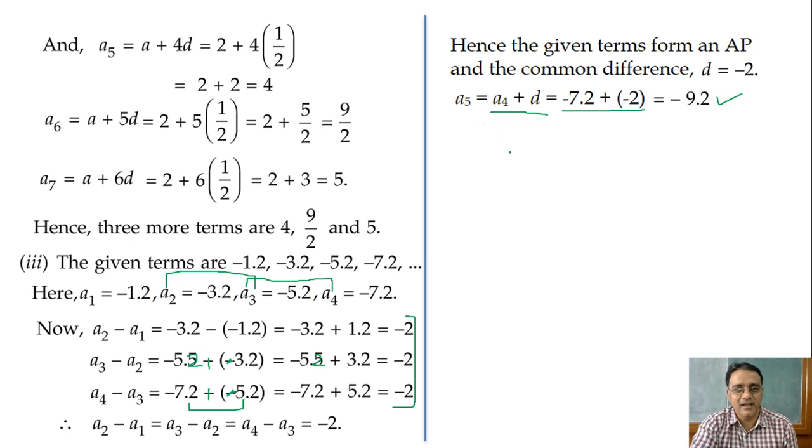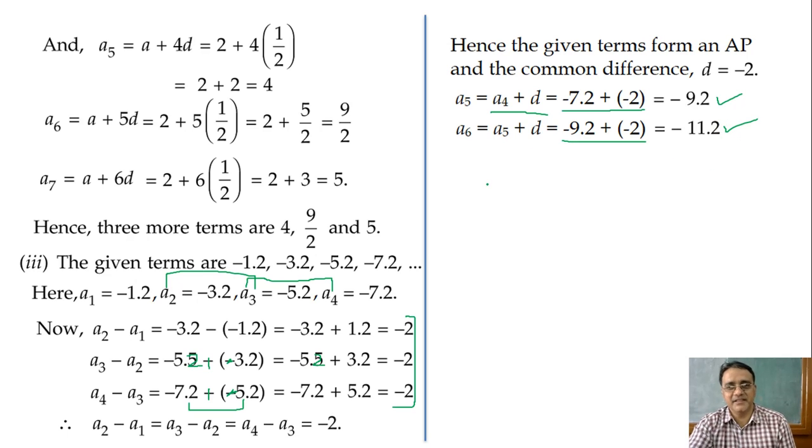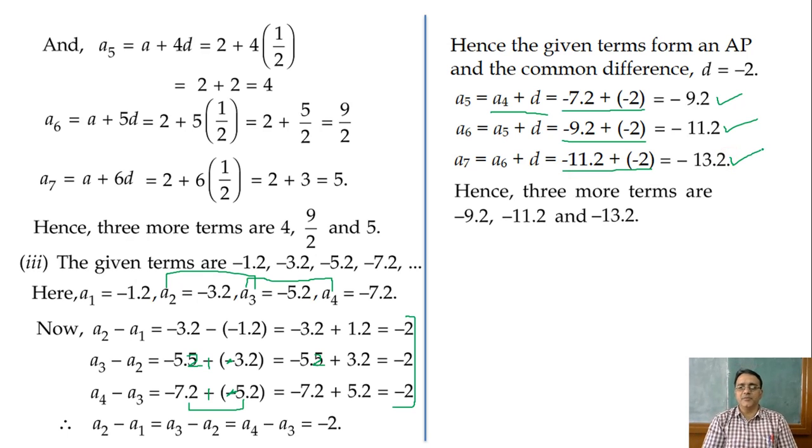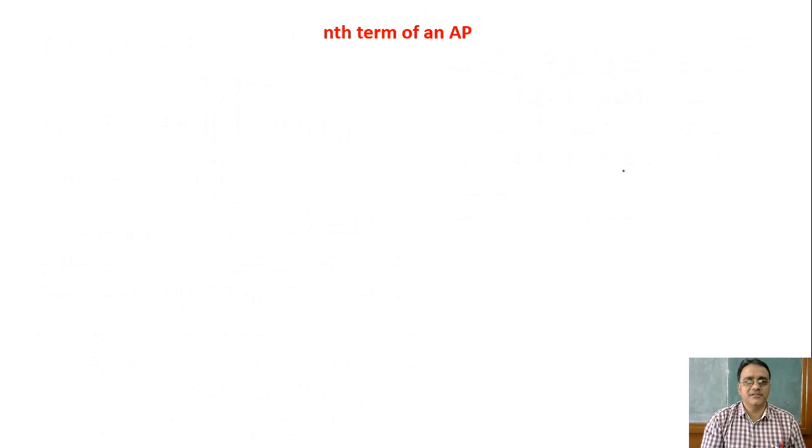Then A6. A6 is A5 plus D. That is, if we add minus 2 to this, how much will we get? Minus 11.2. Next is A7, A6 plus D. What will you get if you add these two? Minus 13.2. Hence the three more terms are minus 9.2, minus 11.2 and minus 13.2. So whenever fractions are not there, this method is easier. Okay, now we'll move towards the next topic, that is nth term of an AP.